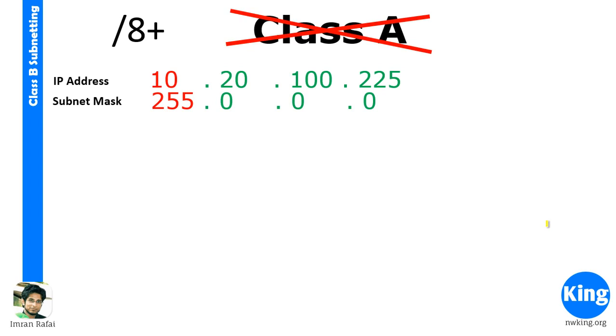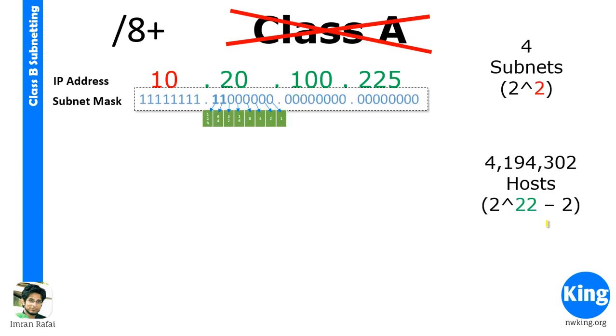So, breaking a network into 4, what do we do? Yes, borrow 2 bits. Fantastic. You guys are learning. You guys are very fast. 2-bit borrowing gives us 4 networks. Fantastic. And that has 4,194,302 valid hosts. What is the network ID of the first network?